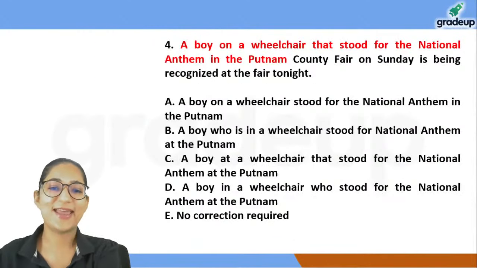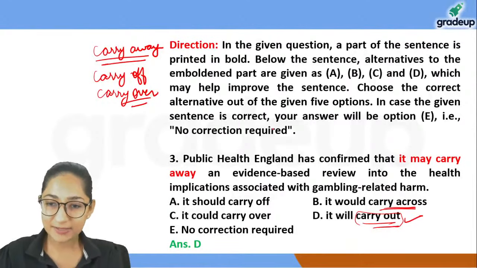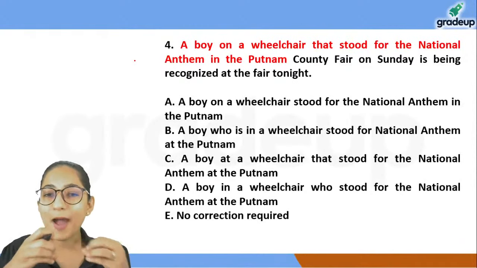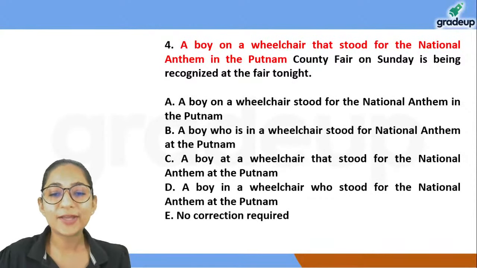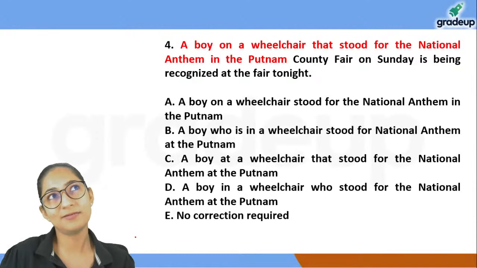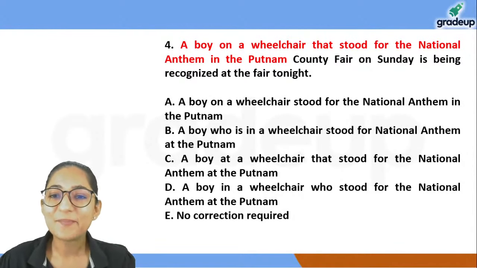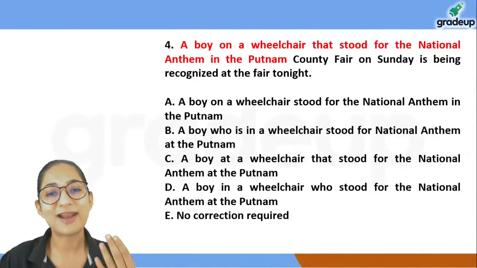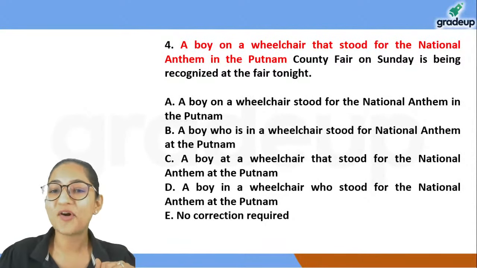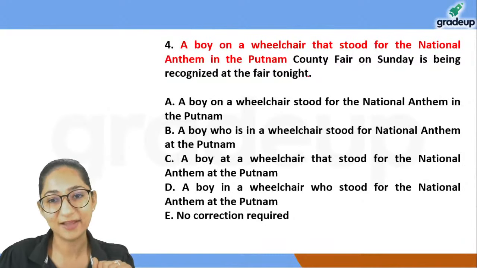Moving forward to the next one. This is a different kind of question. Notice that in the first three questions, small portions were underlined. Now this time you have a larger part of the sentence which is highlighted, and you have to figure out which of these options gives you the best sentence, the best structure out of the given options. So: a boy on a wheelchair that stood for the national anthem in the Putnam county fair on Sunday is being recognized at the fair tonight.